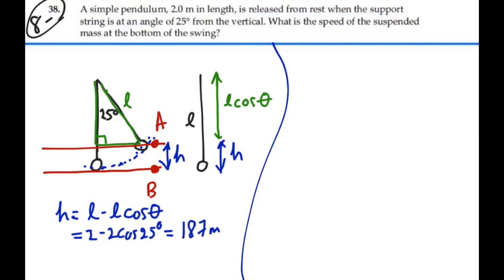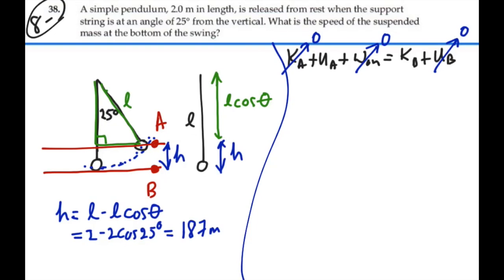So let's employ the one equation to rule them all. We have that the kinetic energy at A plus potential energy at A plus any work done along the way equals the kinetic energy at B plus the potential energy at B. But we're going to define B as being our lower height, so the potential energy there is 0. We started from rest, so we had no kinetic energy at point A, and there's going to be no work done along the way. We're going to assume that the air friction is 0. So we have that the potential energy at A should equal the kinetic energy at B.